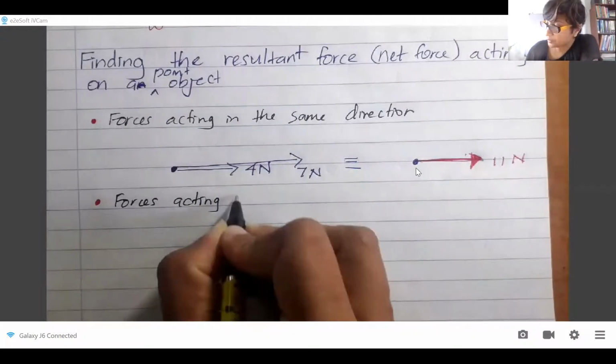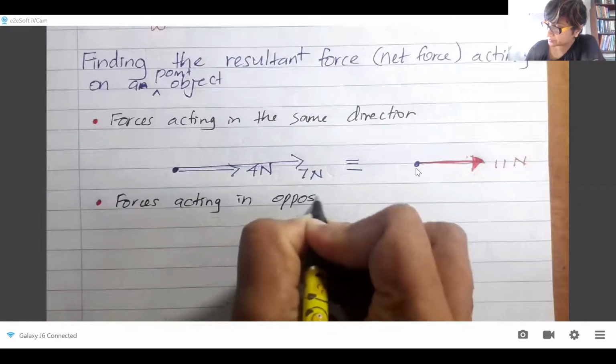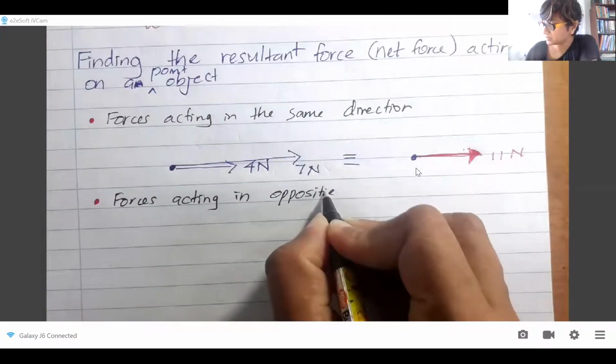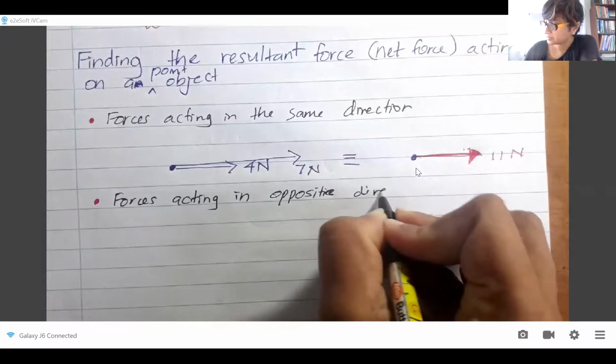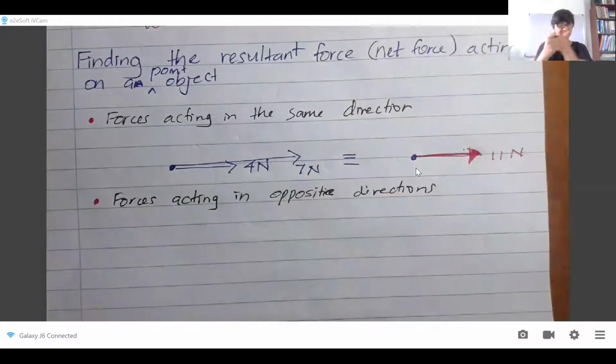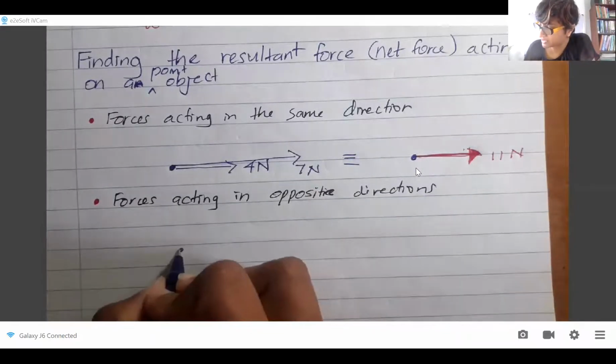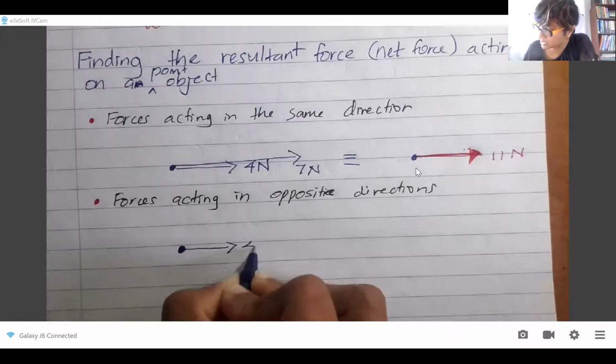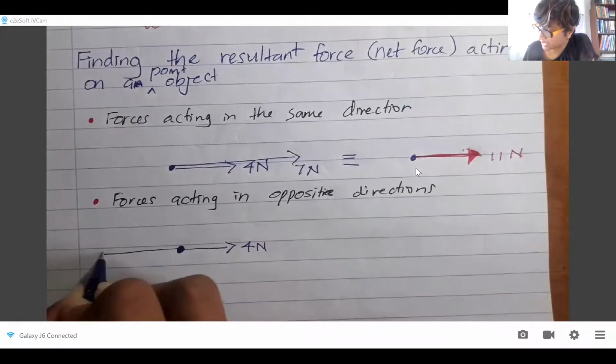Forces acting in opposite directions. So it could be left and right, up and down, some angled direction, but the other one is in the other opposite direction. So any 2 opposite directions. For convenience, I would draw 2 horizontal ones. So say you have 4 newtons this way and 7 newtons that way.